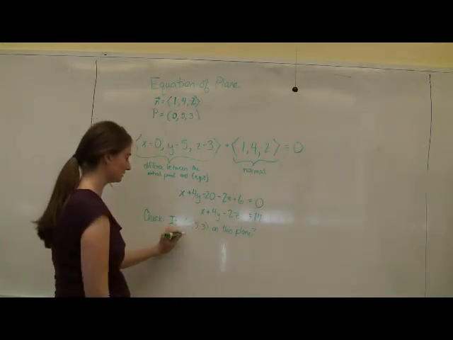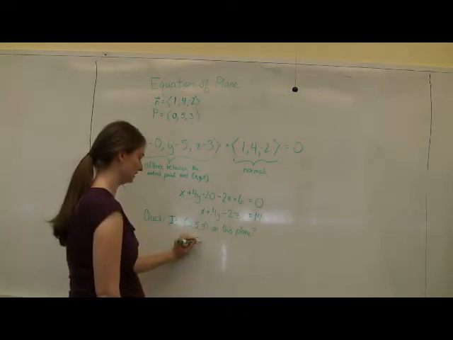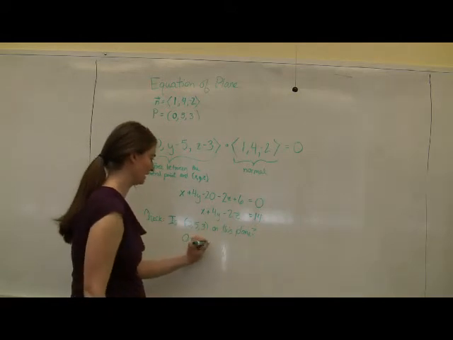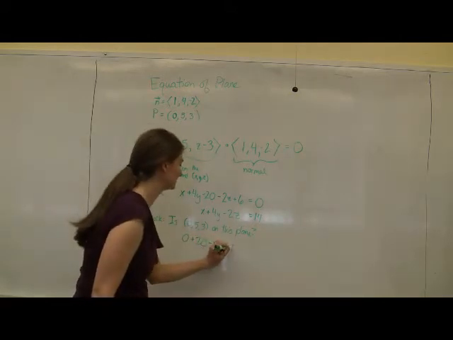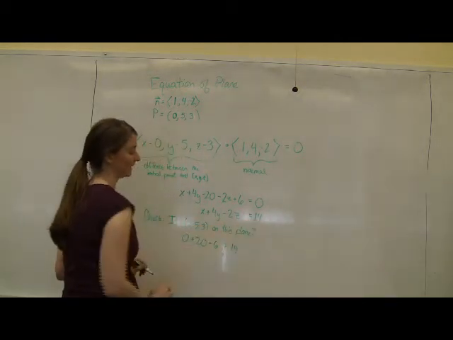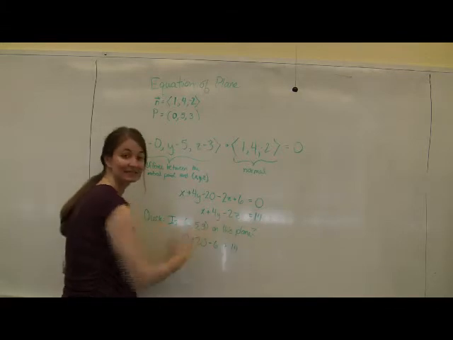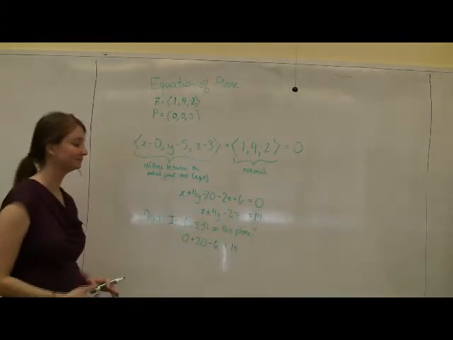So if x is equal to 0, I get 0. If y is equal to 5, I get 20. And if z is equal to 3, I get negative 6. And lo and behold, 20 minus 6 is exactly equal to 14, which is exactly what we wanted. Meaning that this particular point satisfies this equation, which means that this point must live on that plane.